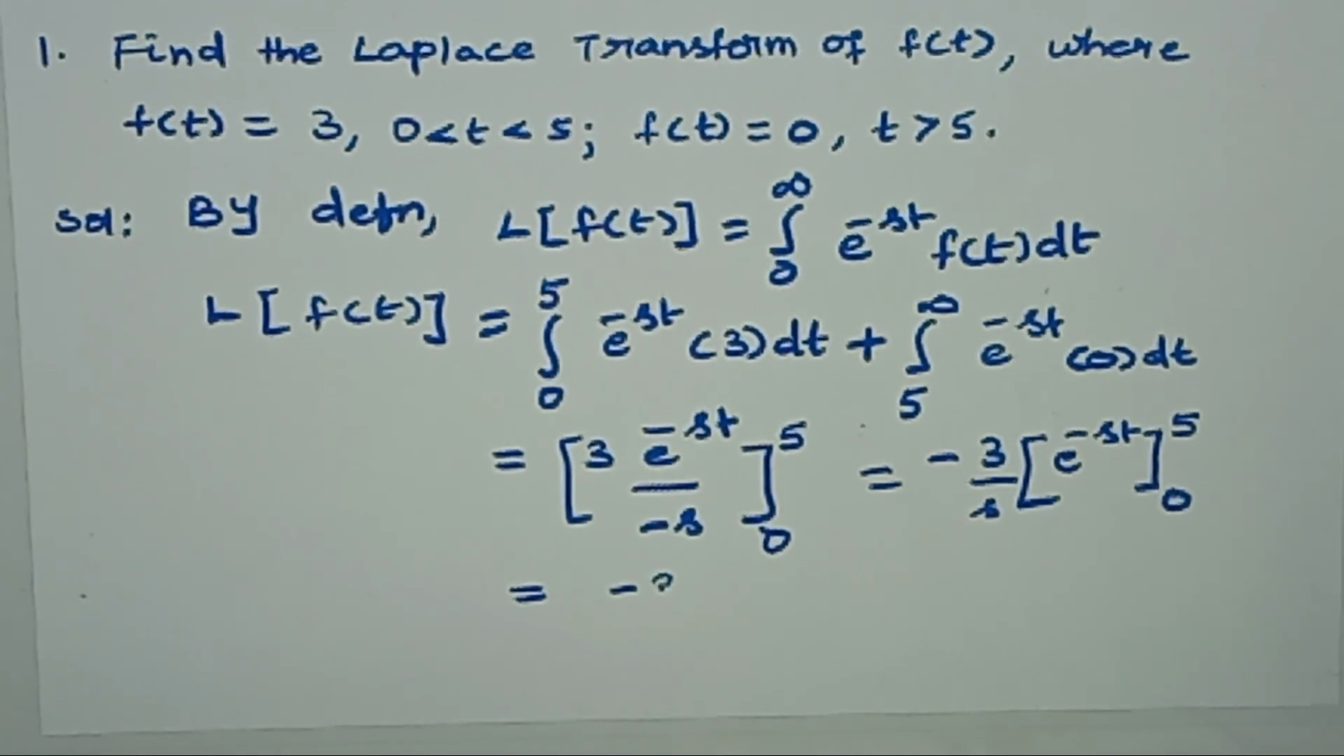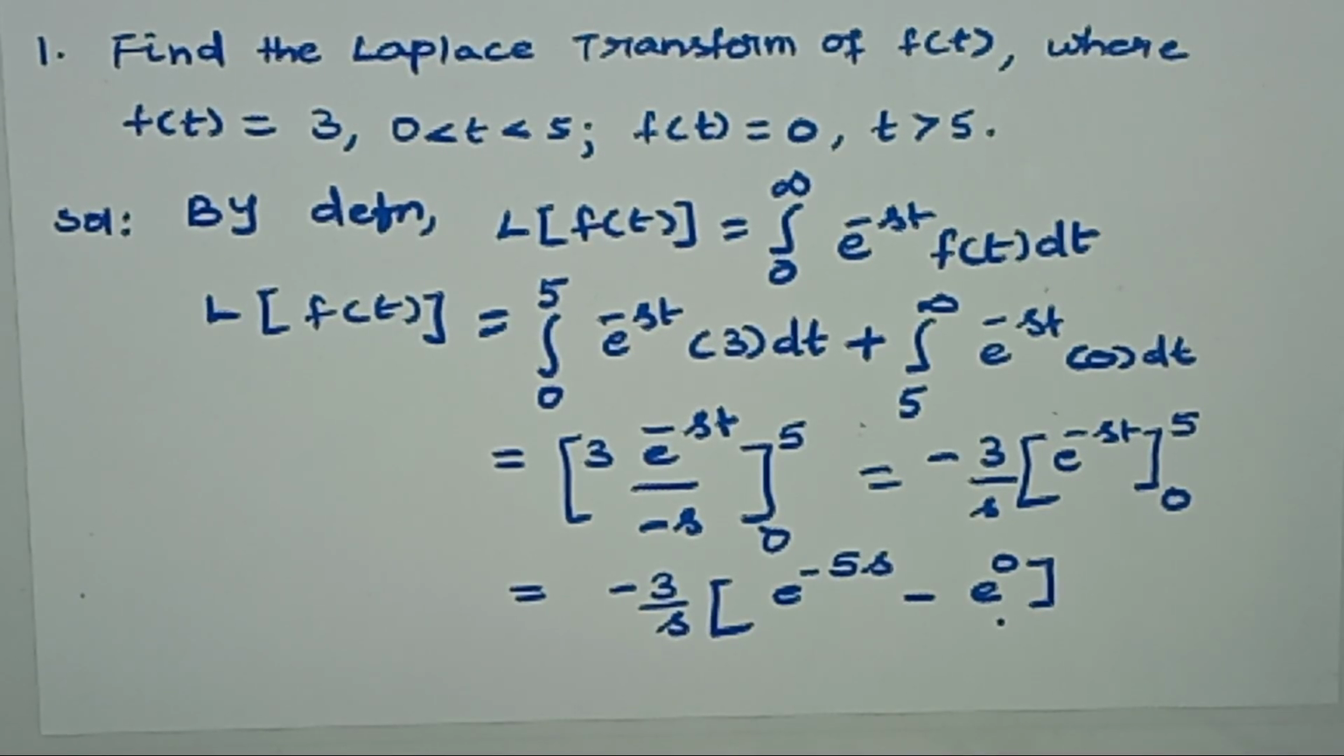तो minus 3 by s कहाँ पे substitute करना है? t के जगह substitute करना है. So e raised to minus st will become e raised to minus 5s. Lower limit value जब भी substitute करेंगे बीच में minus sign आएगा. So e raised to, you will be having 0.